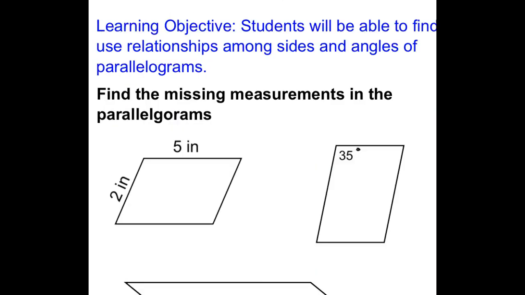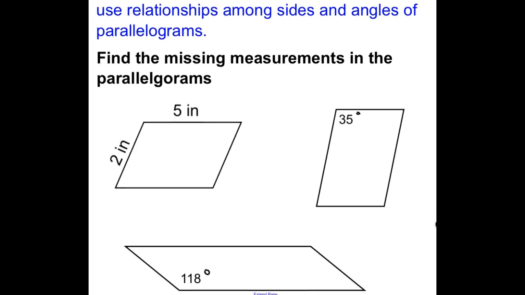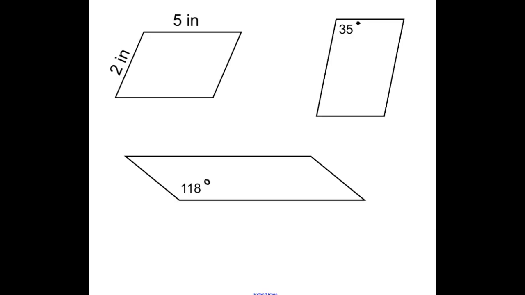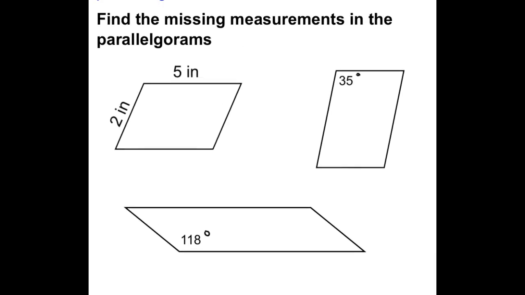After that, we moved on to discussing parallelograms. And so this is where it's really important that you know all your properties of parallelograms. So there were properties about sides, properties about angles, and properties about diagonals at the end. So it says find the missing measurements in the parallelograms. In this first one, you can see we have inches on both those measurements, on the 2 and the 5, so those are side lengths. So what we're looking for are the other 2 side lengths.